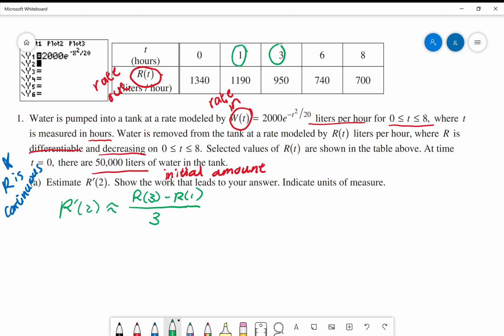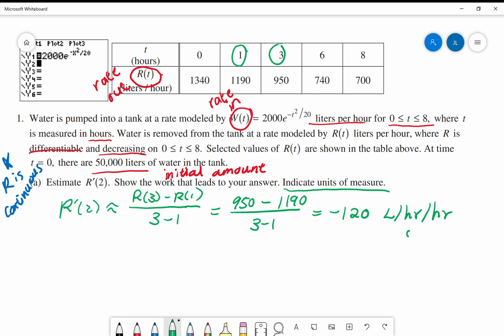And divide the change in time. The rate at 3 is going to be 950 minus the rate at 1, which is 1,190. You don't even need a calculator for this portion. The answer is going to be negative 120. Indicate units of measure. Because we're talking about a change of a change, or in other words, the change of a rate of change, the units are going to be liters per hour, or you can write it as liters per hour squared. And that is all for letter A.